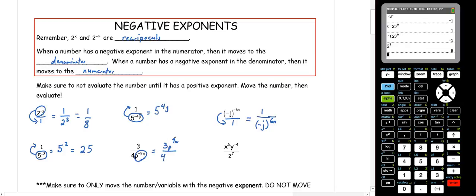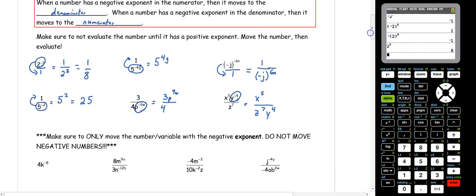In my last one, x to the 5th, y to the negative 4th, z to the 7th, we only need to move y to the negative 4th. That's the only one that's a negative exponent. So x to the 5th gets to stay in place, z to the 7th gets to stay in place, and we're going to move y to the 4th down. It does not matter your order down in the denominator or the numerator, depending on where you're moving things. Make sure that you're only moving the number or variable with the exponent. Do not move negative numbers.